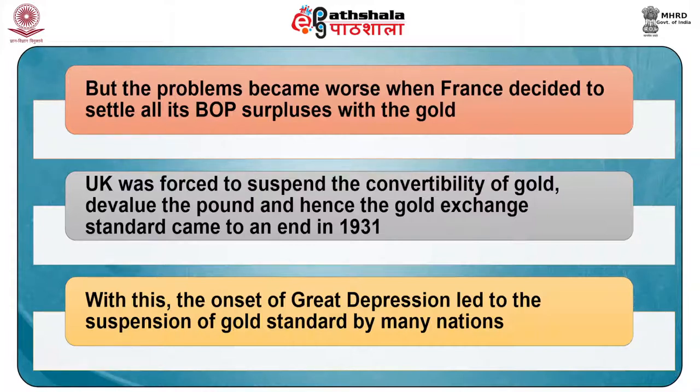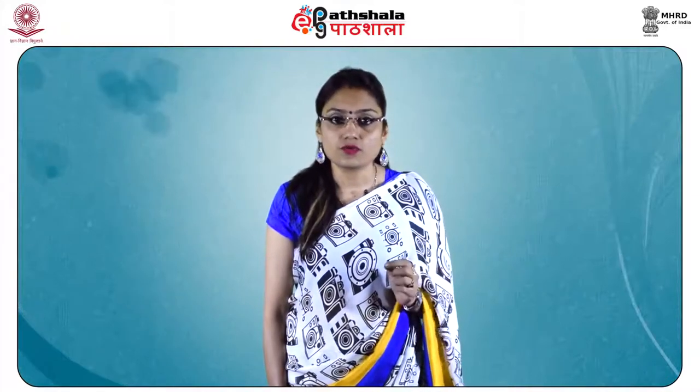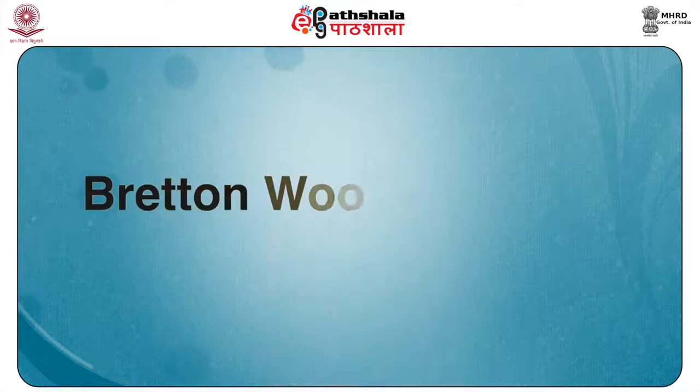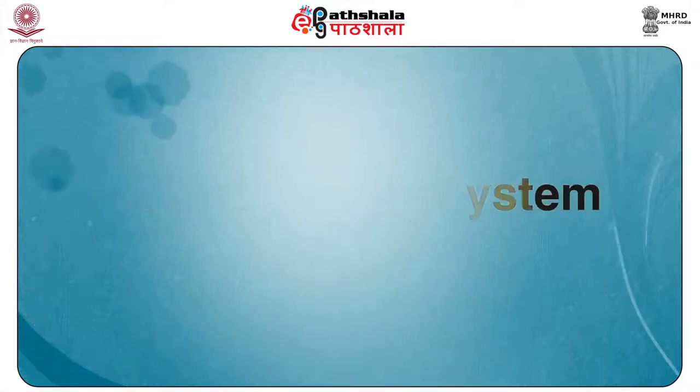an end in 1931. With this, the onset of the Great Depression led to the suspension of the gold standard by many nations. The 1930 decade was a difficult period till 1944, when the Bretton Woods system came. Till then, there was no international monetary arrangement in place. Next, we shall discuss the Bretton Woods system.